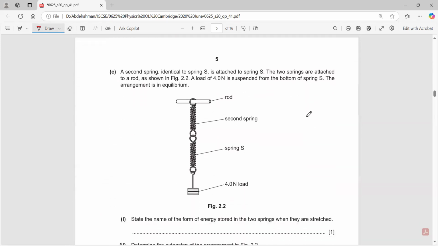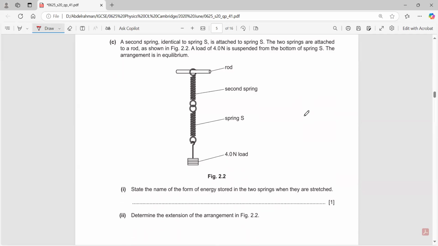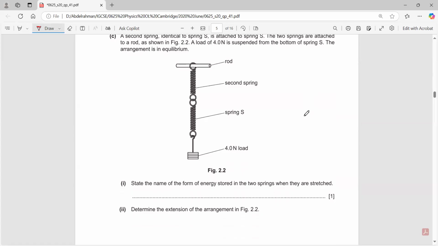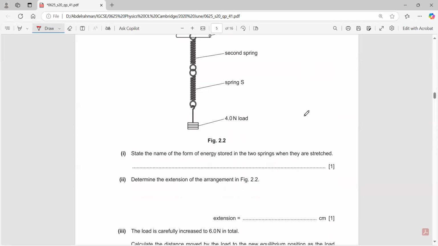A second spring identical to spring S was attached to it, and a load of 4 newtons was suspended from the bottom, and they are in equilibrium. State the name of the form of energy in the springs as they are stretched. Definitely, the form of energy would be elastic potential energy or strain potential energy.